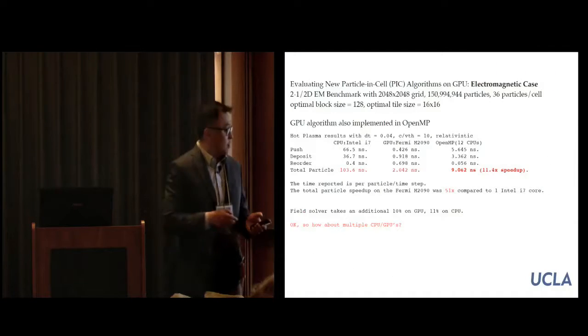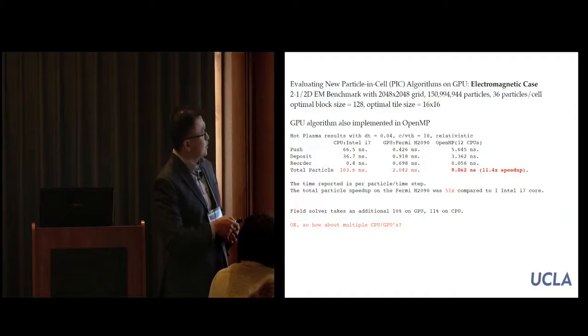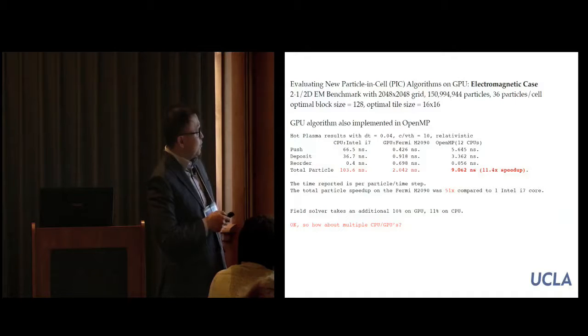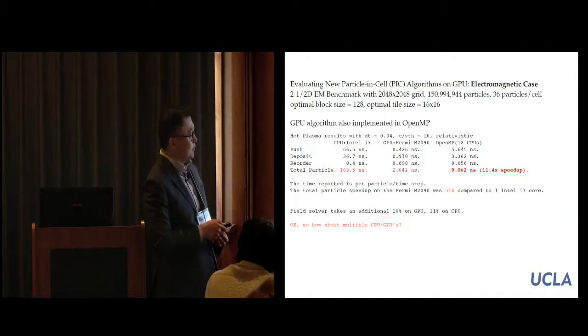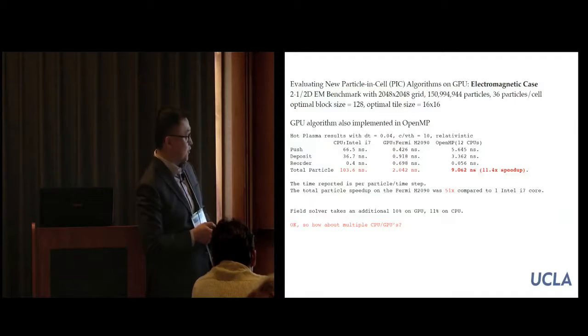So we implemented this code on the GPU, and as you can see on the Fermi, it achieves about a 51 times speed up compared to a single core of an Intel i7. And what's more interesting is that we have taken the GPU code and implemented it using OpenMP, and you can see on the 12-core Intel processor using OpenMP, we also get a speed up of nearly 12 times. So it's 95% efficient on a 12-core single Intel chip.